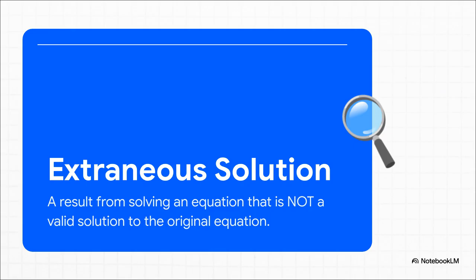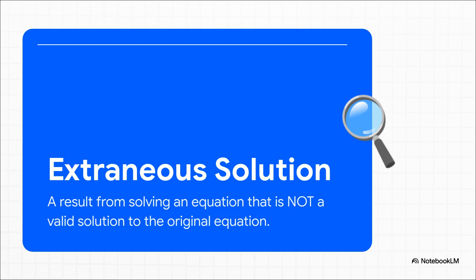Because sometimes when you square both sides of an equation, you accidentally create an answer that looks perfect, but it's actually wrong. It's like a mathematical ghost. They call it an extraneous solution. And it happens because squaring things can, well, hide information. Think about it. If you square 2, you get 4. If you square -2, you also get 4.